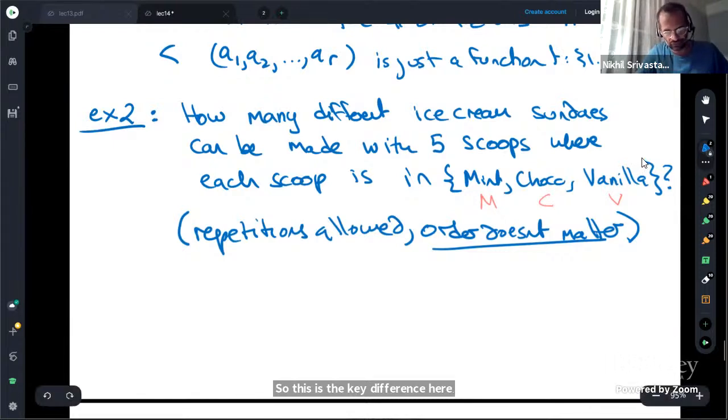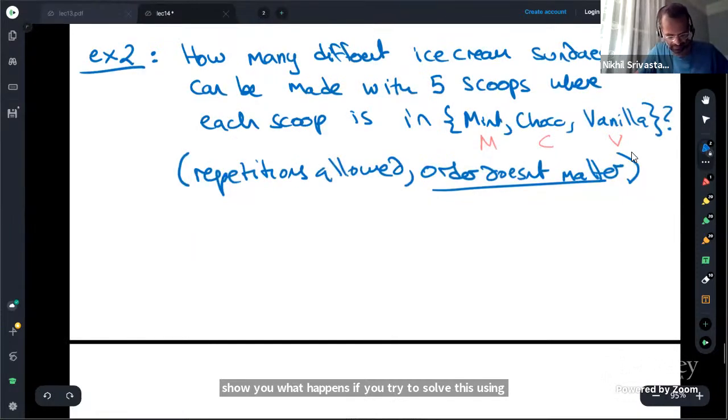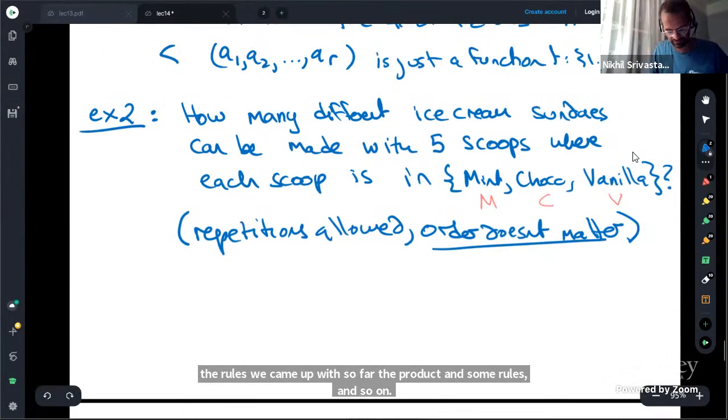So before I tell you how to do this, let me show you what happens if you try to solve this using the rules we came up with so far, the product and sum rules and so on. Any questions about what the statement of the problem is?